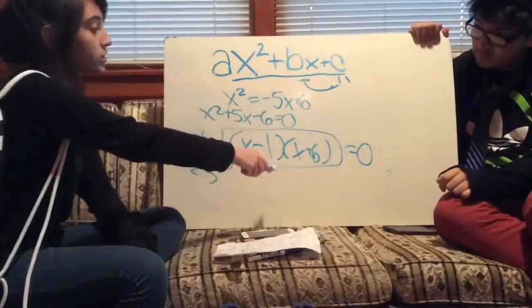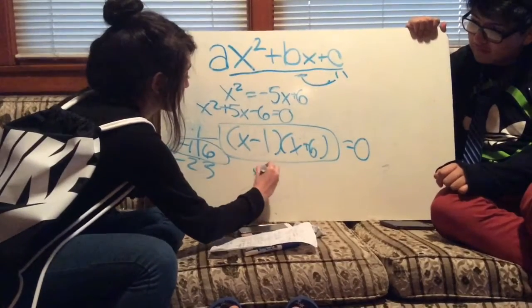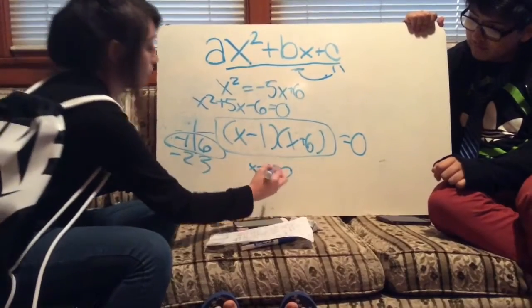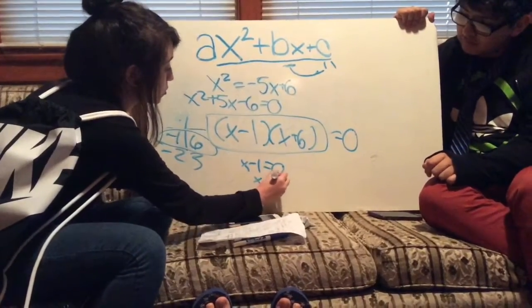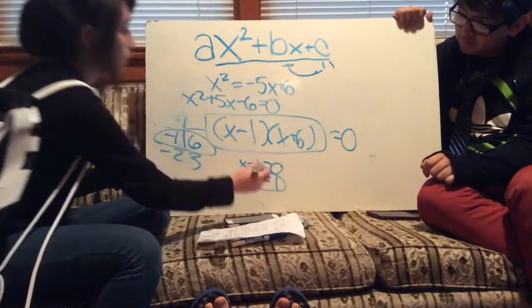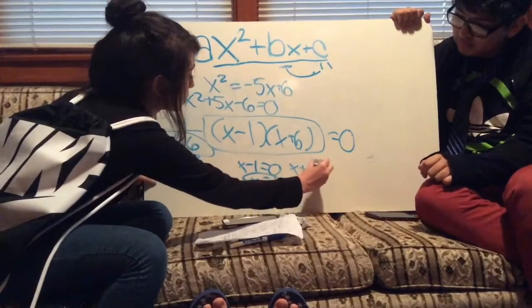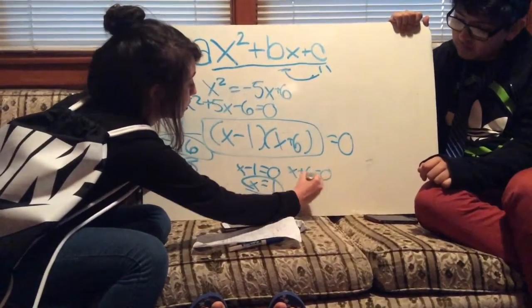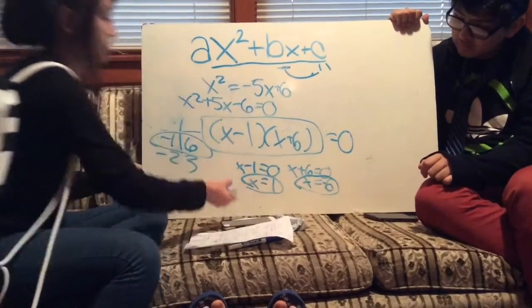Now we actually have to solve it because it says equals 0. So we have x minus 1 equals 0, and you do the opposite to put it on the other side, which would be x plus 1 on both sides. And then it would just be x equals 1. But then we have x plus 6 equals 0, and we have to do the opposite for that side, and it has to be x equals negative 6. So we have our two solutions.